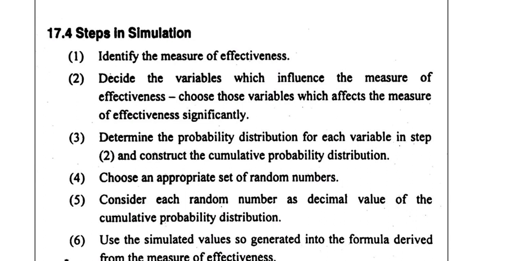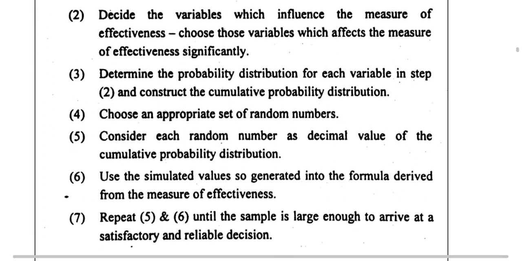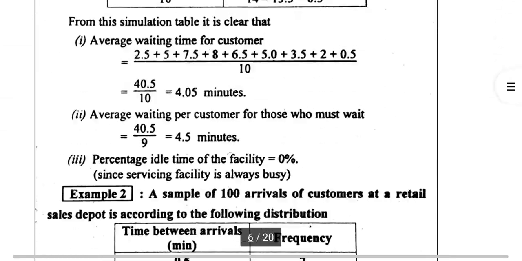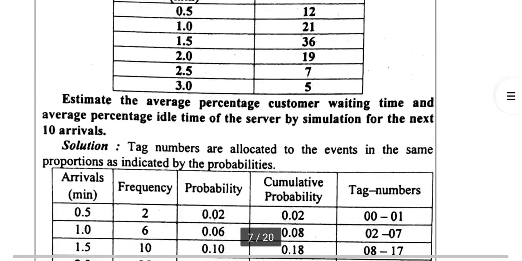The steps are: we have to identify the measures of effectiveness and choose the appropriate set of random numbers. Determine the probability distribution of each variable and consider a random number as a decimal number of the cumulative probability, and finally we can simulate the values so generated into the formula. So let us see the first problem based on the simulation.